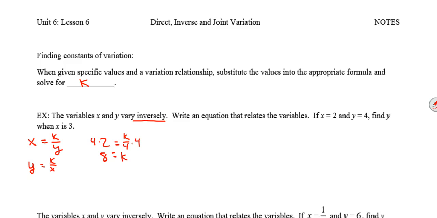Well, if I switched it to this one, right? We're going to switch colors here. So this would be the purple. If I said that 4 equals k over 2, well, I times 2 on both sides, and I get k equals 8.